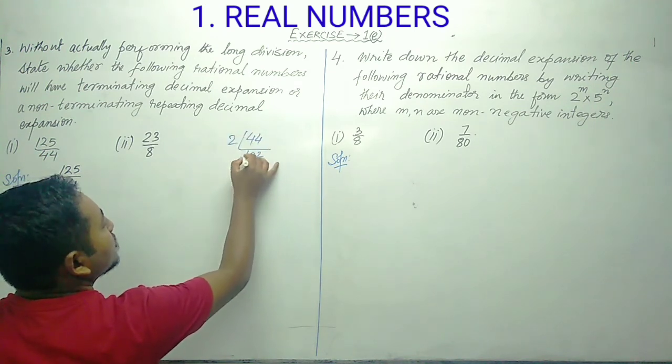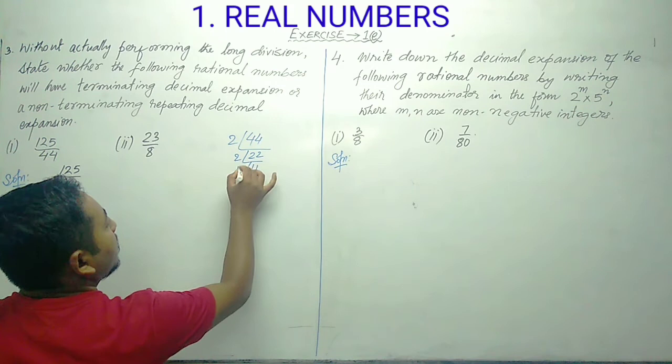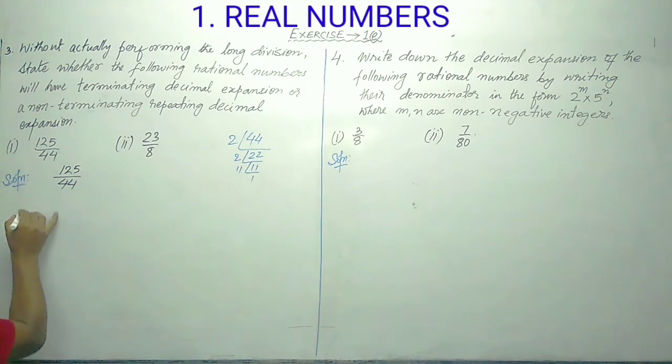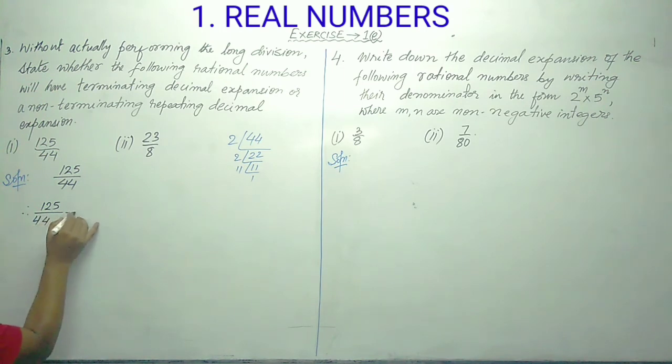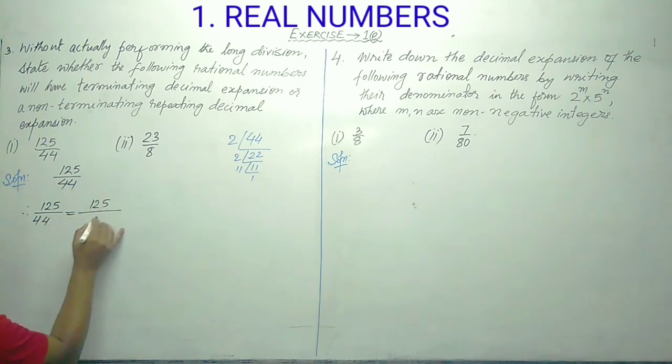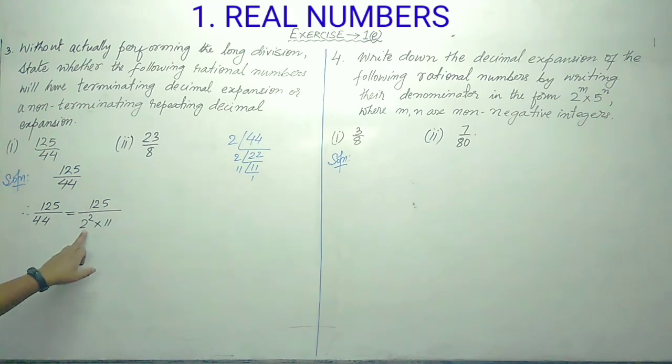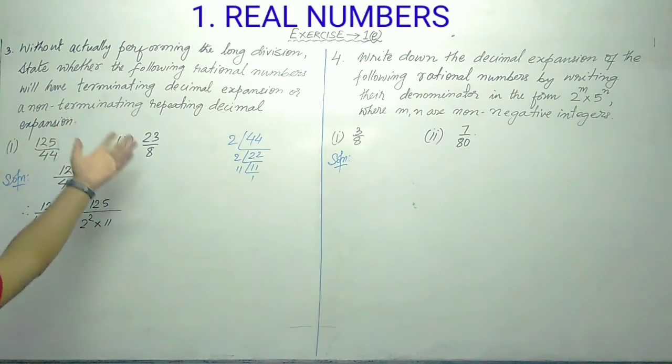2 2s are 4, 2 22s are 44, 2 11s are 22, 11 1s are 11. So you can write down, therefore 125 by 44 equals 125 by 2 square into 11. Now this is of the form 2 to the power m, but this is not of the form 5 to the power n. This is of another form.